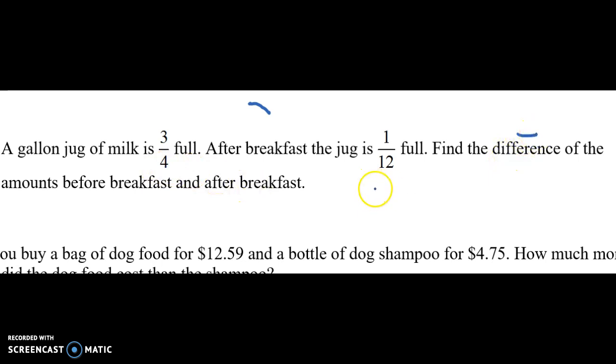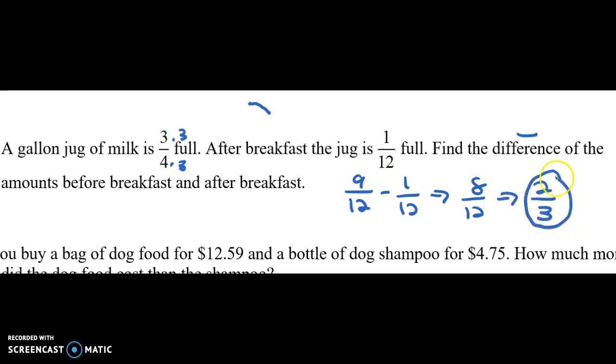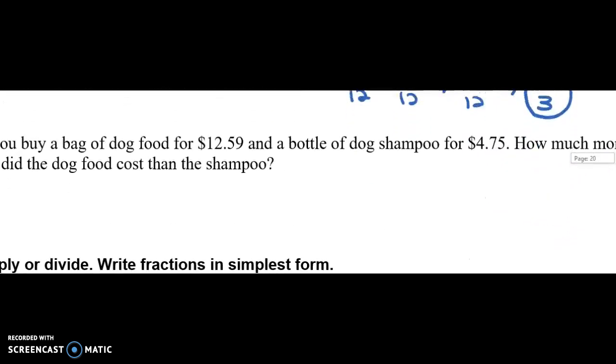So I'm going to take 3/4. I know that I need to get a common denominator, so I'm just going to do that right off the bat. So now I have 9/12 minus 1/12. That's 8/12. Take out a 4 from each. You're going to be at 2/3. That is your final answer for that one.